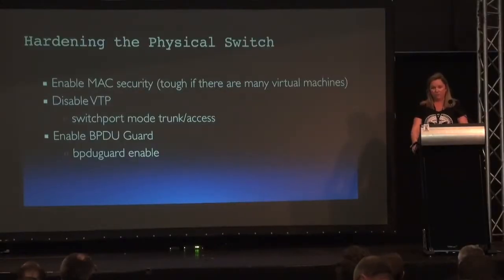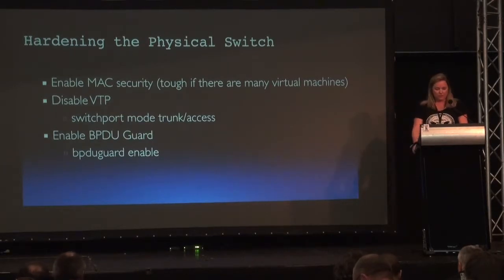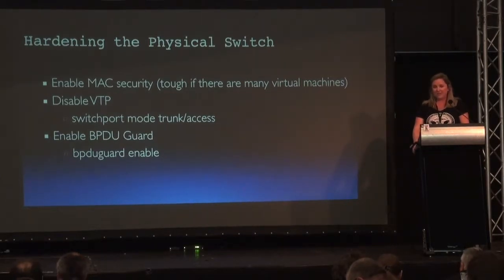So just looking through some of the mitigation options. You can either harden the hardware switch or the virtual switch to try to mitigate some of these problems. For the hardware switch, you can enable port security, which is normally what we do for MAC flooding, but that's tough if there are many virtual switches, so probably there's something you can do on the virtual switch instead. Disable DTP, so if you set switchport mode to trunk or access, that's not going to respond to any more DTP packets, and enable BPDU guard, so don't accept spanning tree packets from your virtual network. They're simple mitigations, but they're not on by default and not many people do them.